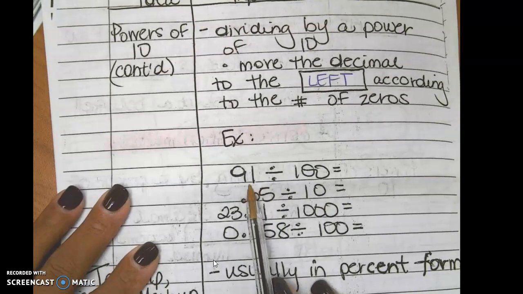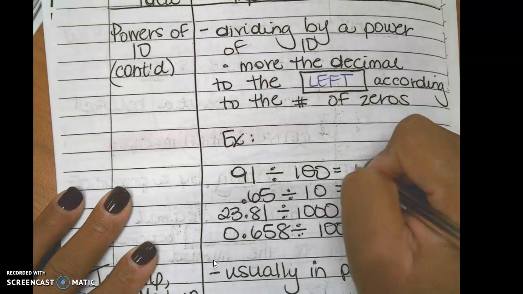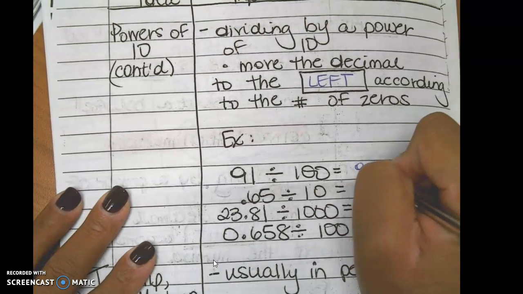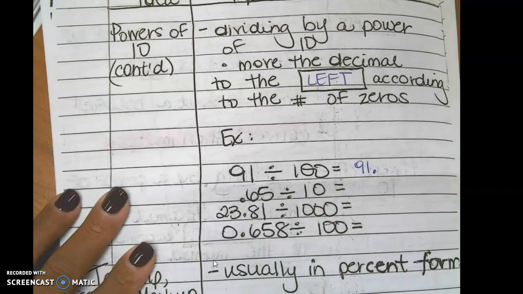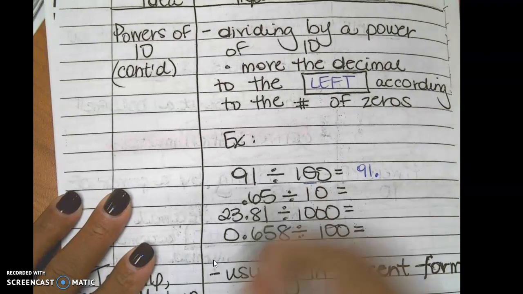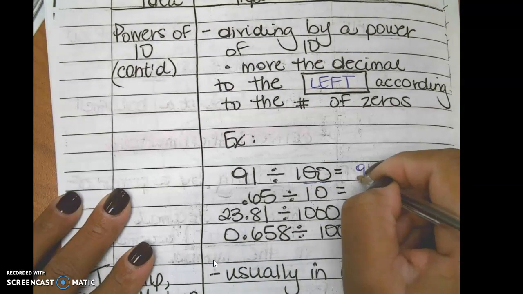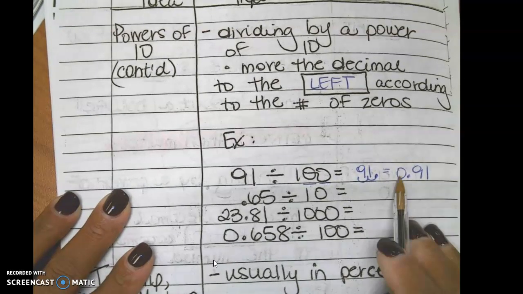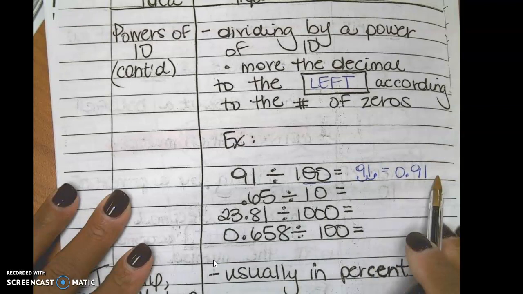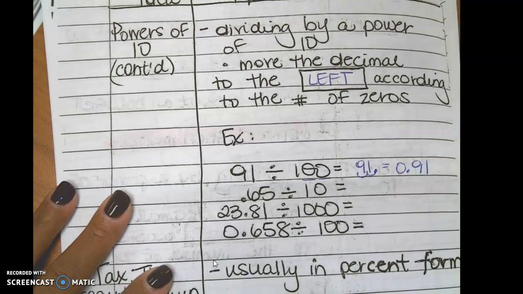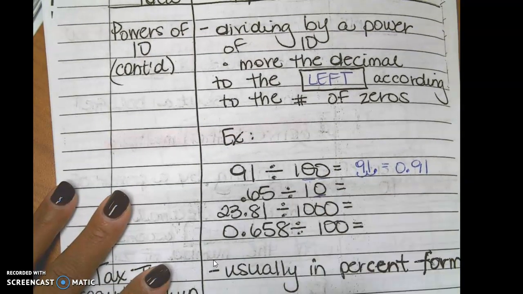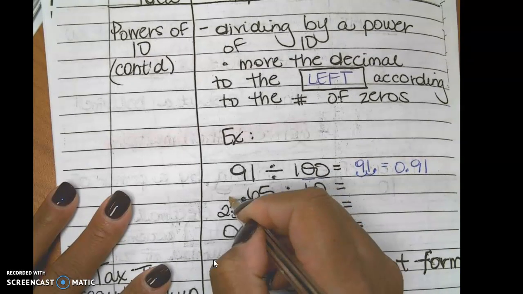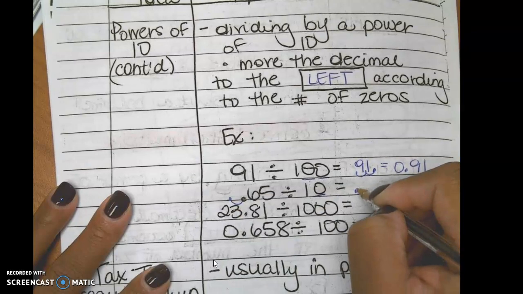So here I have 91 divided by 100. I start my decimal all the way to the far right, make sure it's nice and dark, and then I move it 1, 2 times to the left. 1, 2. That equals 0.91. This 0 is optional, and if there's a 0 at the end here, that's optional as well. Here I'm dividing by 10. I'm moving 1 place to the left.